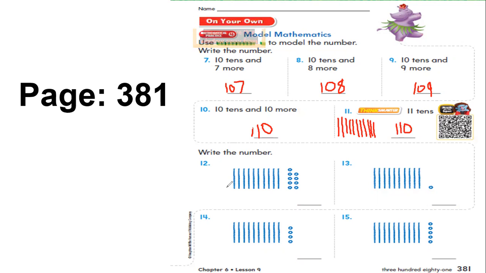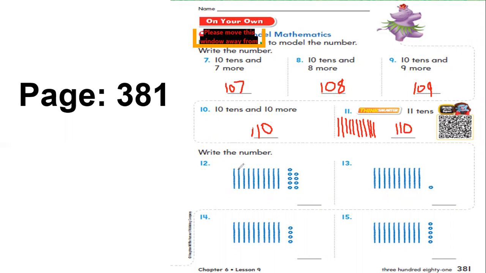Both the ways you can write. You can write 10 tens and 10 more because you're putting 10 more to the tens. Or you can write 11 tens. Both the ways it is, you have the answer 110. Now, write the number. We are going to count the models and write the number here. So, question number 12.